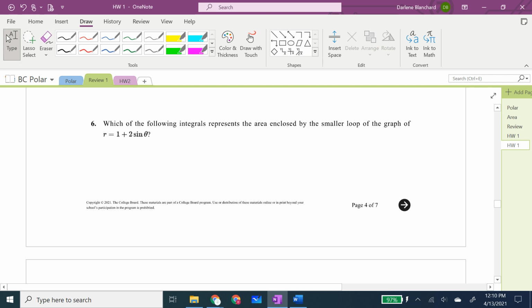Which of the following integrals represents the area enclosed by the smaller loop of the graph of this? Now, this is where it really would come in handy if you were more familiar with polar graphs. But that doesn't make this impossible if you don't know your polar graphs.